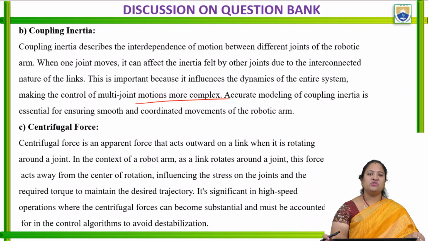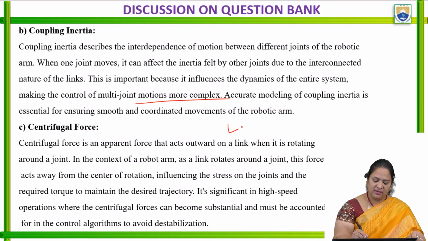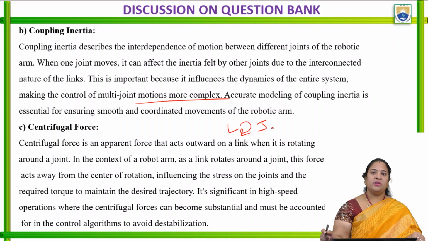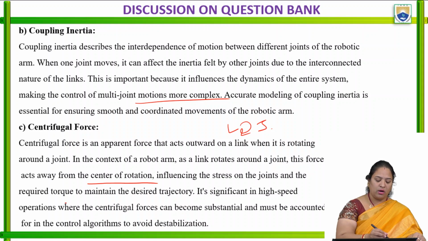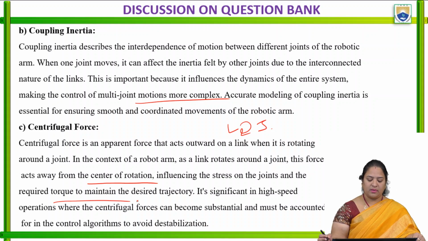In the context of the robot arm, as the link rotates around a joint, this force acts away from the center of the rotation, which influences the stress on the joint and the required torque to maintain the desired trajectory. It is also significant in high-speed operations, when the centrifugal force can become substantial and must be accounted for in the control algorithm.